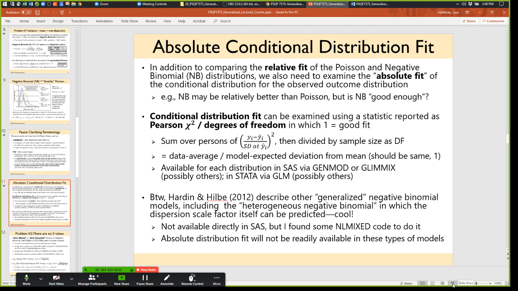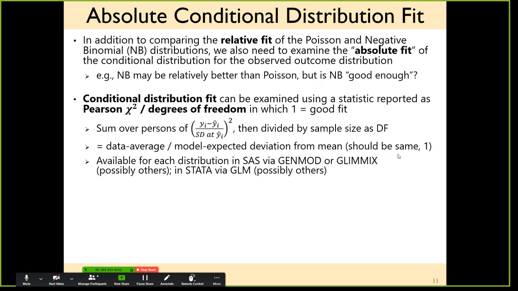So what this boils down to is the sum over persons of the data average standard deviation, like how far off is each observation from the mean sort of on average, versus what does the model say it was supposed to have been. So we're talking about a match here. If it's greater than one, the data show more variation than it's supposed to have. That's bad. So we get this statistic for generalized models out of SAS, it gives it from GENMOD or GLIMMIX. GLIMMIX is what I've been using most of the time. In Stata via GLM, which is going to be a new one.